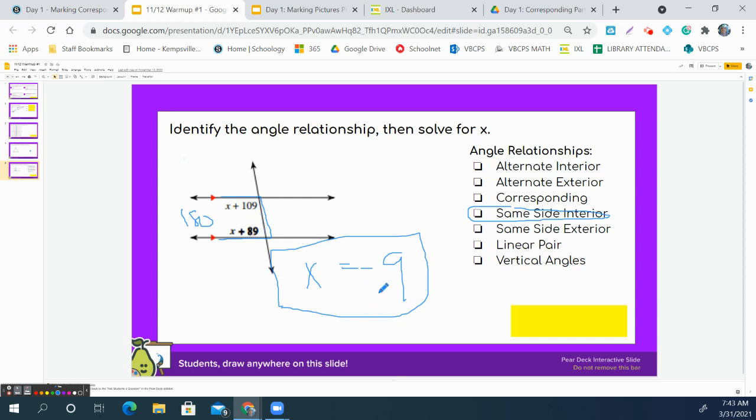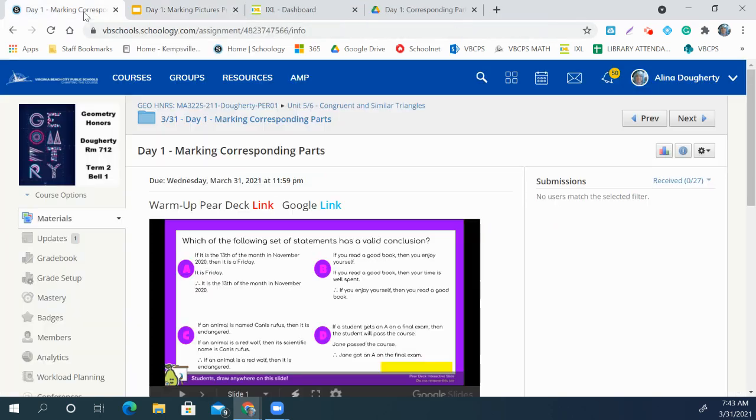So negative numbers should make you pause a little bit, but definitely if you can plug them back in and they're positive angles, then it's going to be correct. Great job, guys. All right, let's close that out.